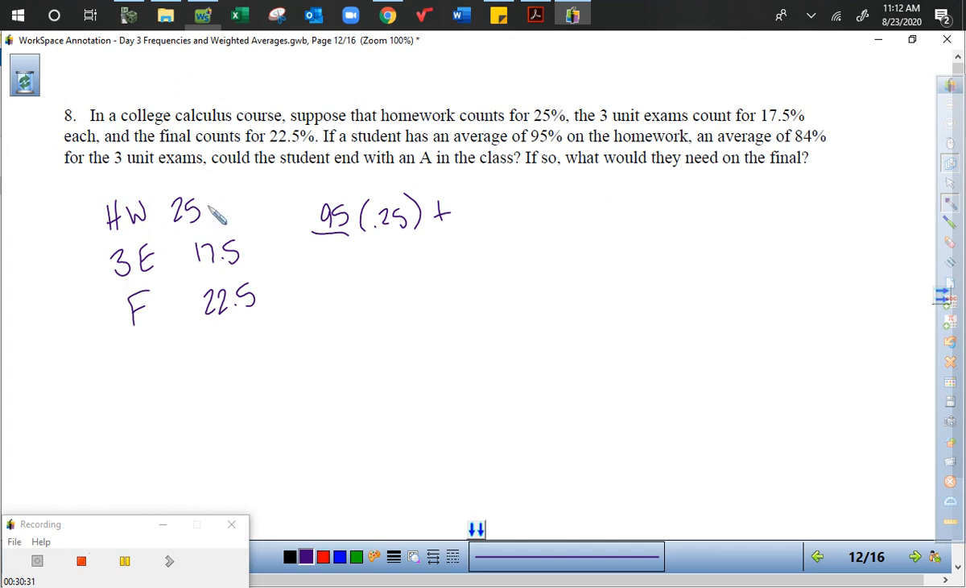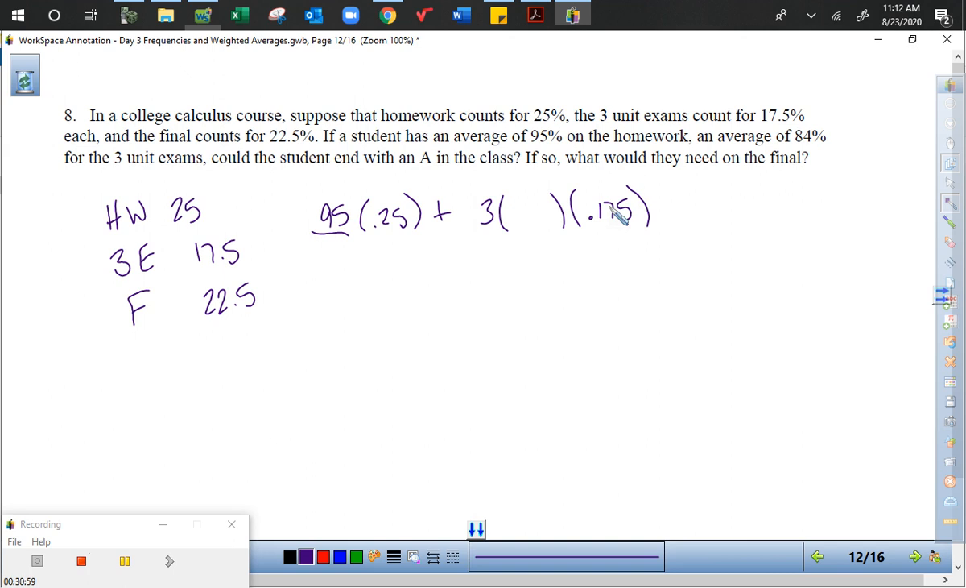If you just add these 25, 17.5, and 22.5, that doesn't add up to 100%. But that's because there were 3 of these. Okay, so you can multiply this 3 right away, or you can put it out front. It does not matter. As long as at some point you are multiplying by 3, okay, you're good to go here. So there's 0.175. Again, you can write that times 3 right away if you prefer.